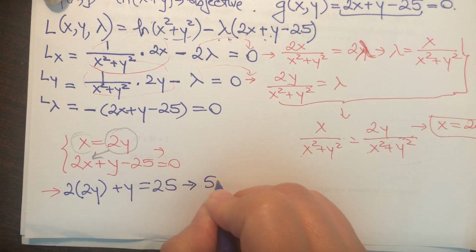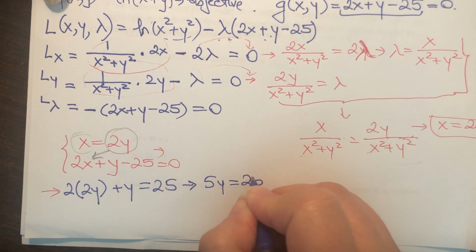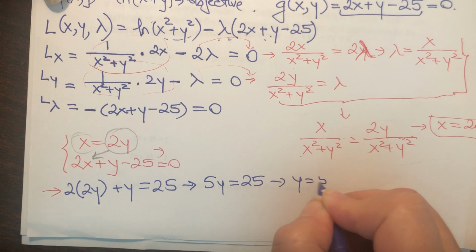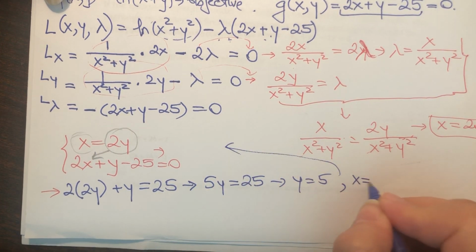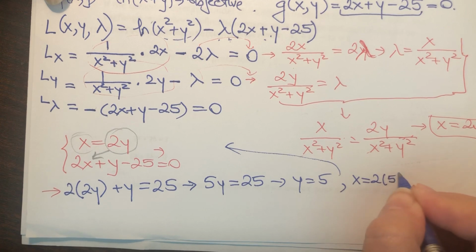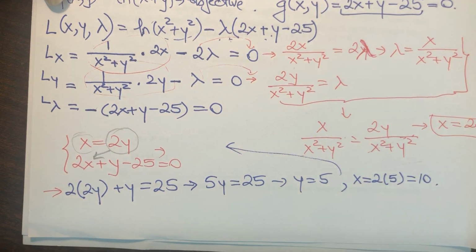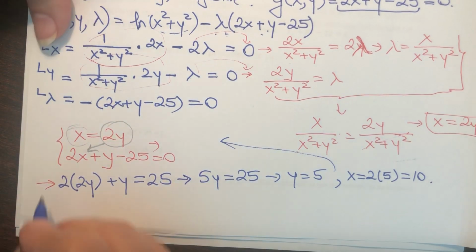So sure enough, I'm getting that 5y is equal to 25, which means y is 5. Plug it back in to get the x. X is 2 times y, so x must be 10. There you go. So your critical point for this problem is (10, 5).